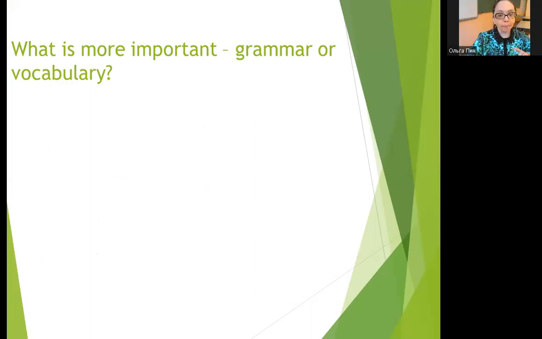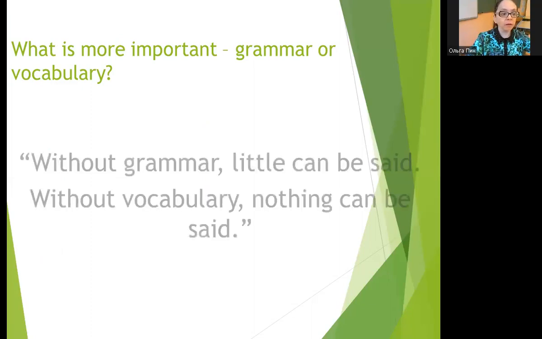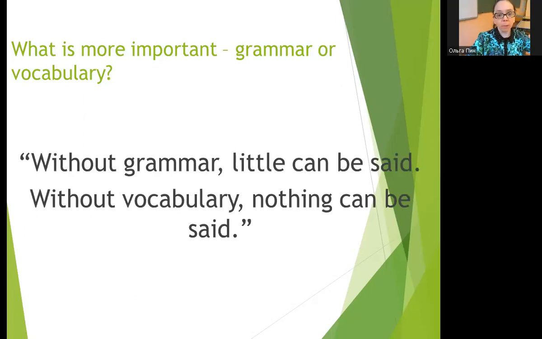And if you ask me, the answer to this question lies in the quotation. Without grammar, little can be said. Without vocabulary, nothing can be said. So I would say vocabulary is absolutely vital, and you can survive without grammar, but not without vocabulary. Anyway, grammar is of paramount importance as well, so we need to teach it thoroughly.